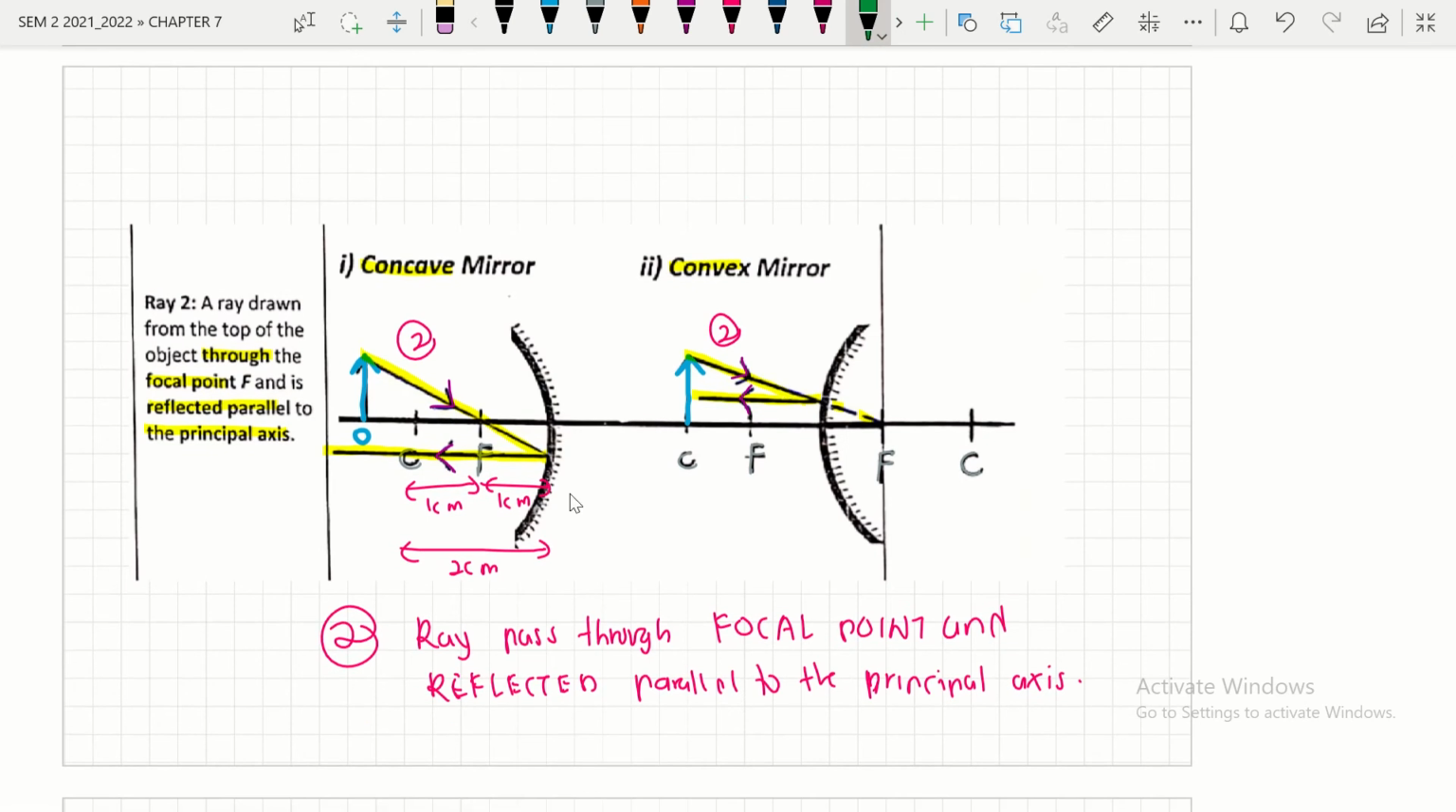Okay, the second ray is where you draw the ray from the top of the object, pass through the focal point and reflected parallel to the principal axis. This is the second ray. Same goes to the convex mirror. Ray passes through focal point here and reflected to the principal axis. Okay, remember convex mirror is diverge, concave mirror is converge. So bila dia converge, dia akan menumpu pada titik focal point. Manakala kalau diverge, dia akan spread, dia akan mencapah. Okay, that is the second ray.